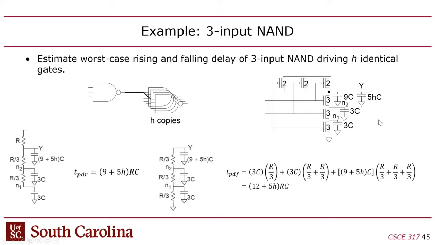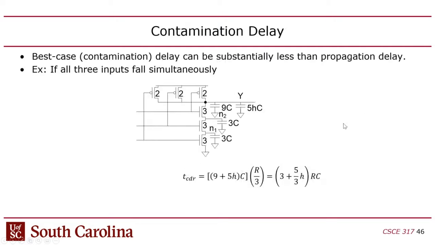So the input capacitance is going to be 5H, because there were 5 total units of capacitance on each of the inputs. That's assuming this gate is driving 1 input each on these H copies. It's not like you're fanning out to all the inputs, right? So that's the total capacitance on this leg. Okay, makes sense.